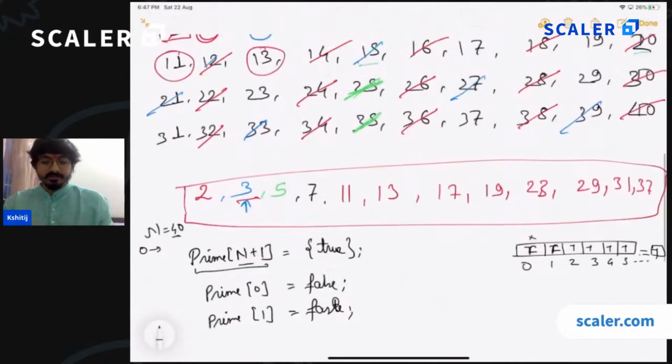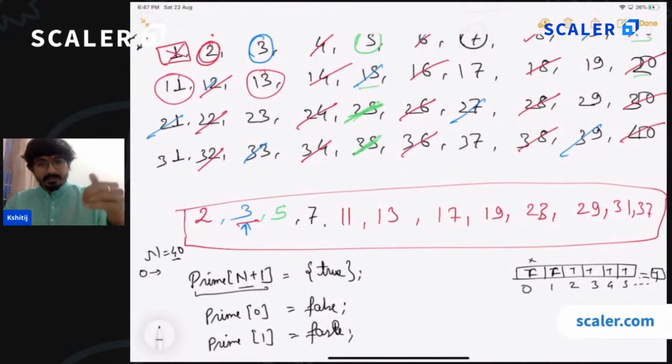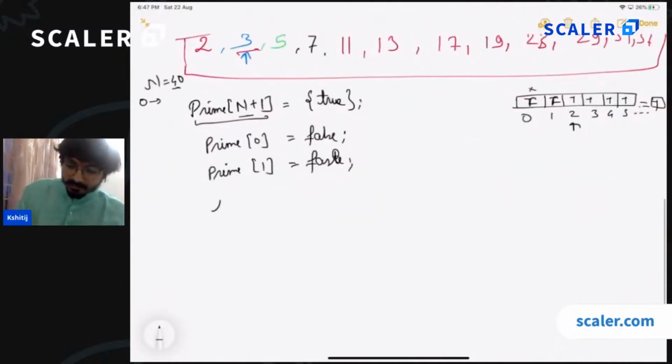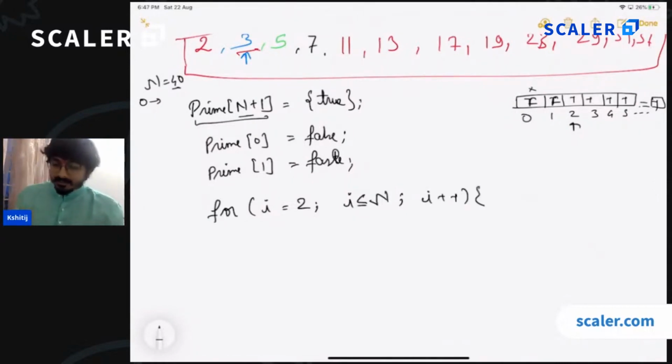So how did we do this in this algorithm? We selected whichever is the first true value. Basically, the first available means the first true value, which is currently declared as a prime number, right? So we'll run a loop which will start from 2, and this loop will go till n, and we'll be incrementing the value of i one by one. And then we have to check whether this value has been removed or not. If it has not been removed, then we will always have a true value.